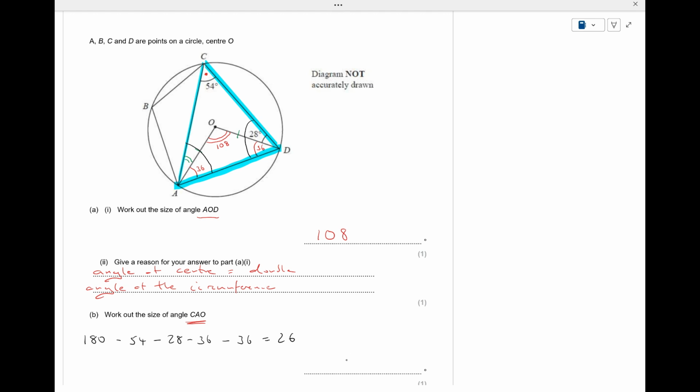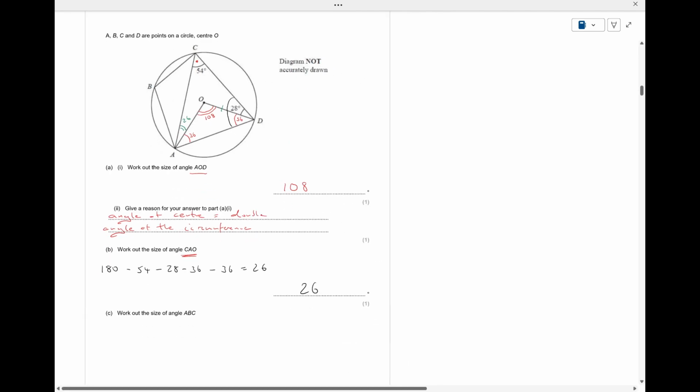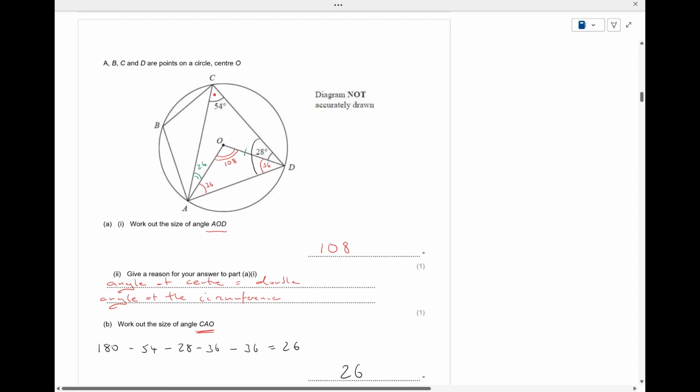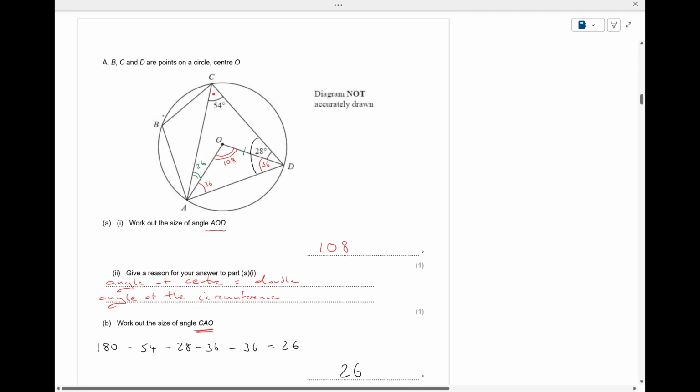So angle CAO is 26 degrees. Right, let's clear off this diagram here and mark that one as 26. Okay. Next, finally, work out the size of angle ABC. A to B to C, that's this angle here. I think my cyclic quadrilateral is going to come into play here.